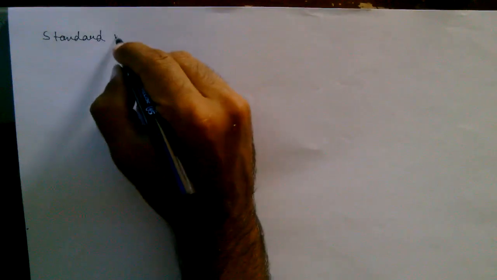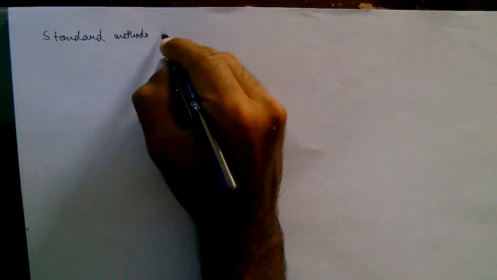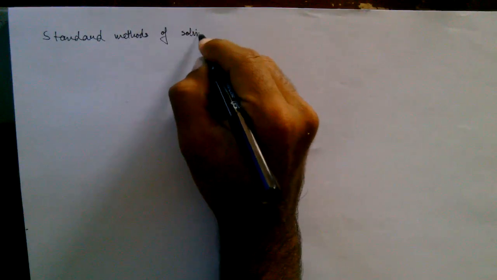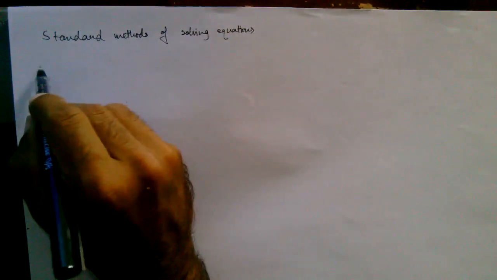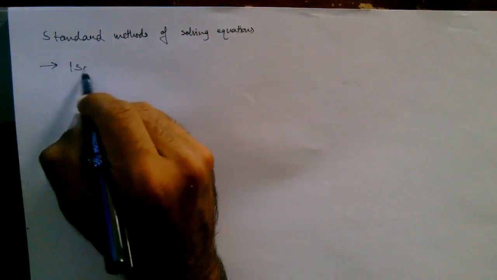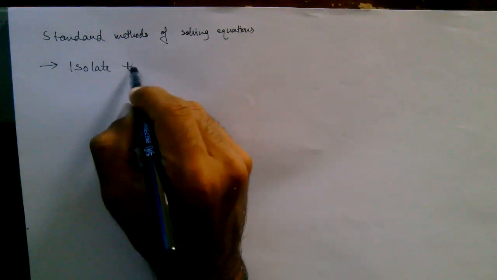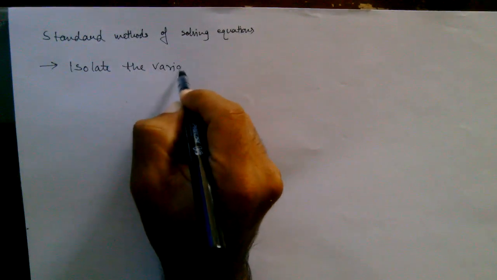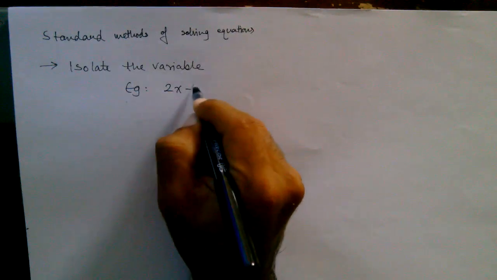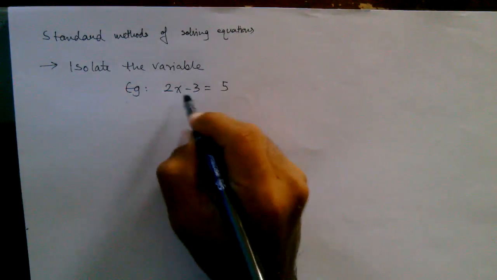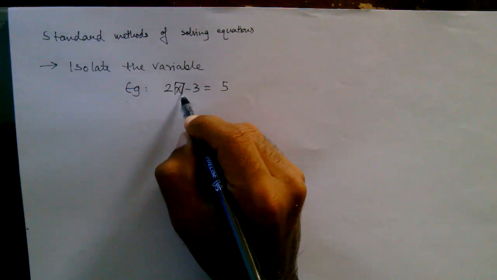Now, standard ways of solving, standard methods of solving equations. What we want to do is isolate the variable. For example, in 2x minus 3 equals 5, the variable x is right here.